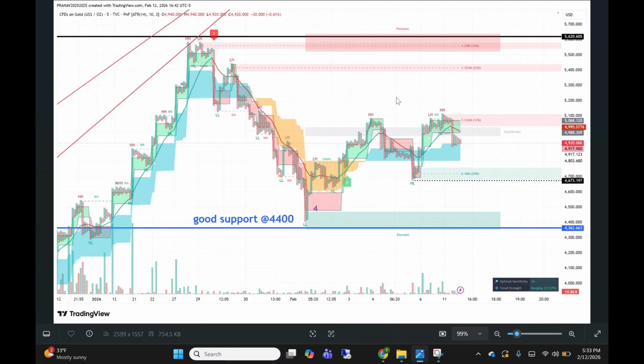But if there is something changing, the indication will be at 4600. If we see 4600, then yes, definitely we are going to go to 4400 and hopefully hold it. But we have to see how it develops at that moment. It's still a little bit far right now.